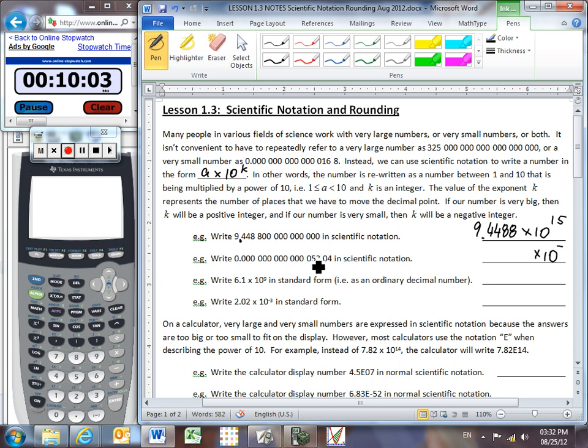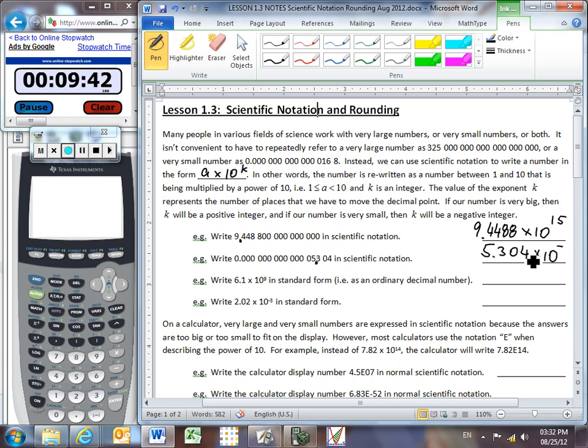Remember, we want this number before the decimal point in scientific notation to be between 1 and 10. Here it was a 9, great. Here it's a 5, great. In fact, more specifically, it was 9.4488. And in this case, it's going to be 5.304.